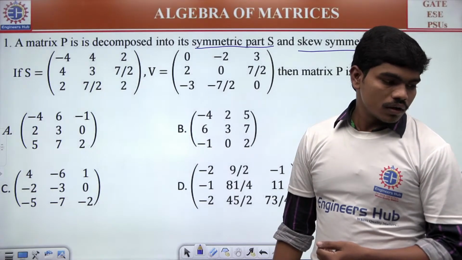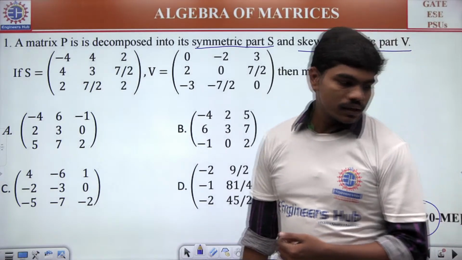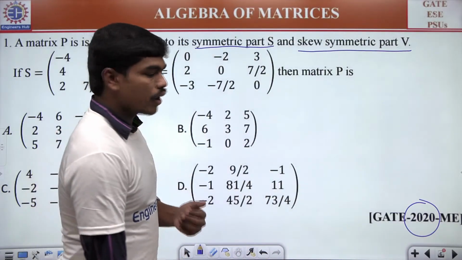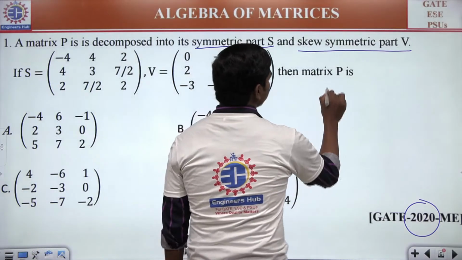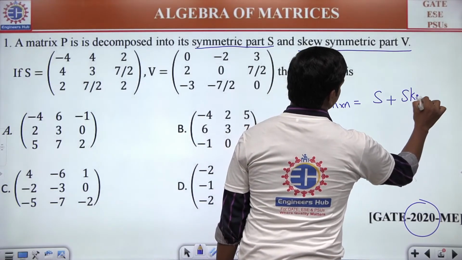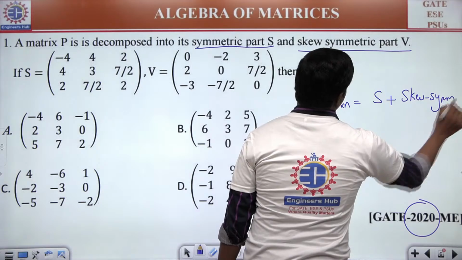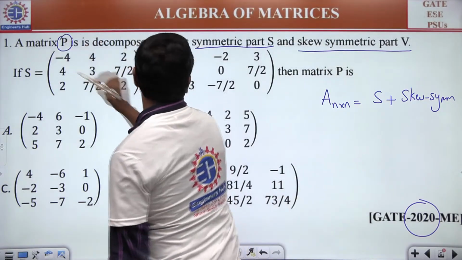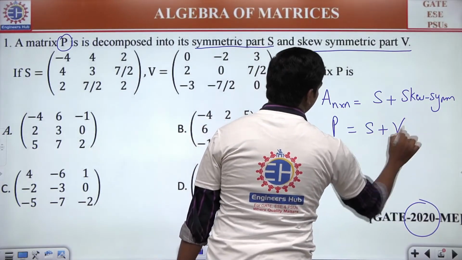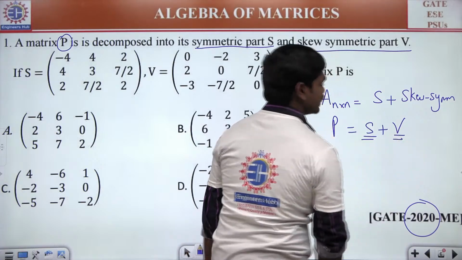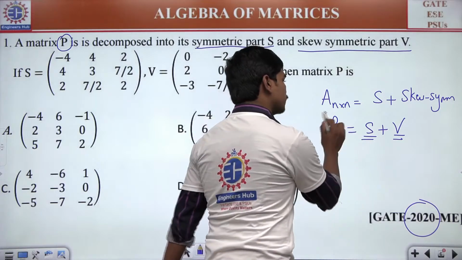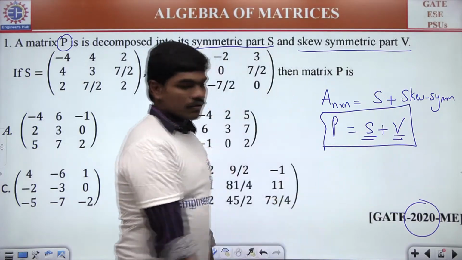Any one of you? What's the answer? It's B. Is it B? That's what many of you are telling. Okay, look, we have seen any square matrix can be decomposed as a symmetric matrix plus a skew symmetric matrix, correct? Here, as per this decomposition, your P, which is a square matrix, can be decomposed as S plus V, because S is the symmetric part and V is the skew symmetric part. So if S and V are given to you, you can calculate P very easily, and of course P is nothing but S plus V, correct?